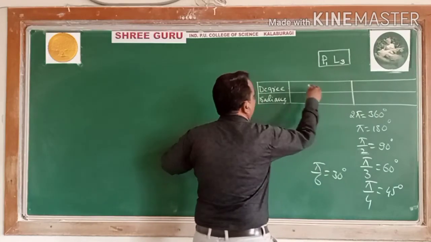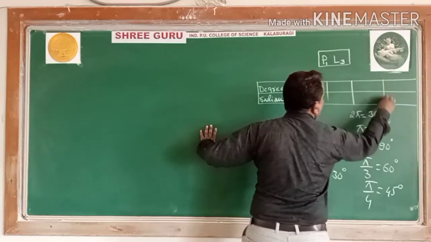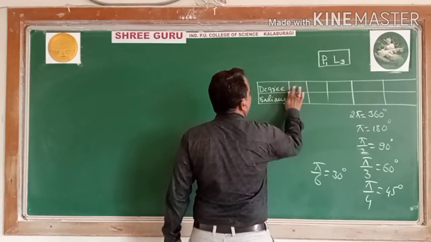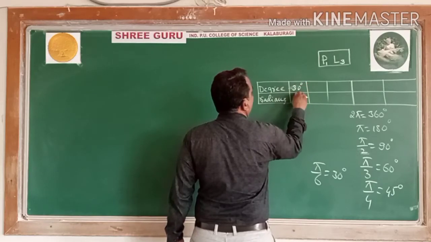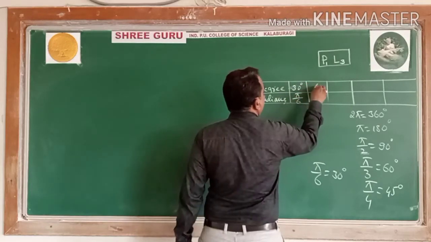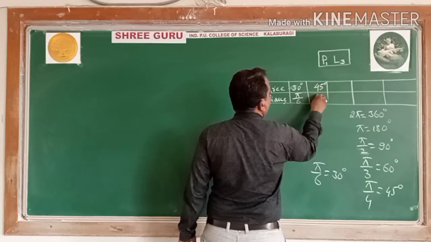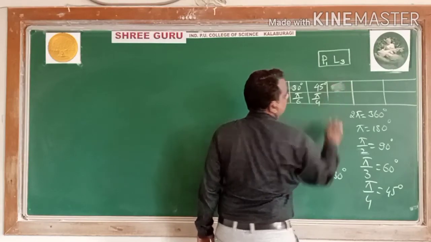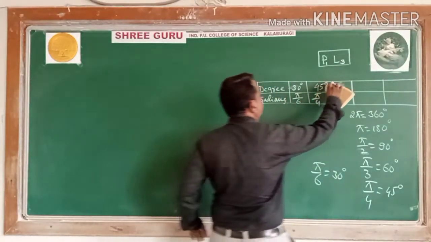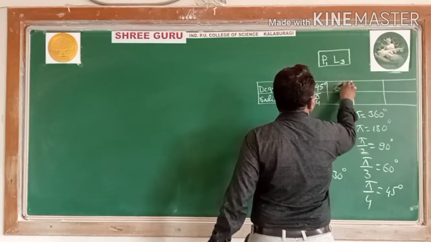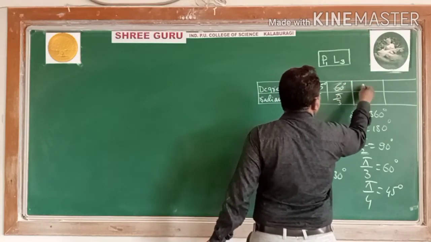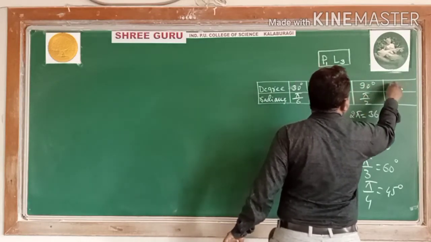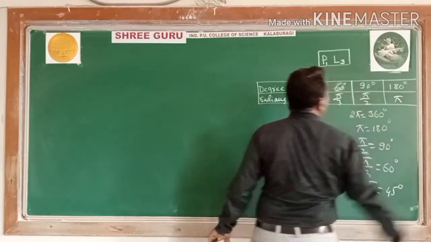So these are some common angles. Pi by 6 is 30 degrees, you may take directly pi by 6. 45 degrees, you may take directly as pi by 4. 60 degrees, you write directly pi by 3. 90 degrees is pi by 2, and 180 degrees you may write directly as pi.